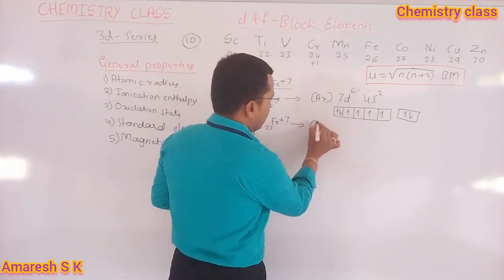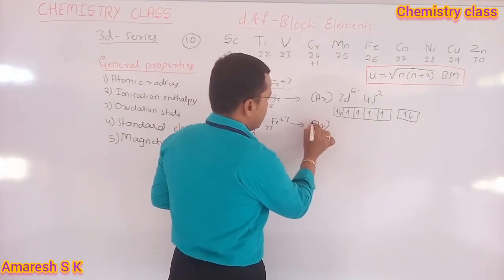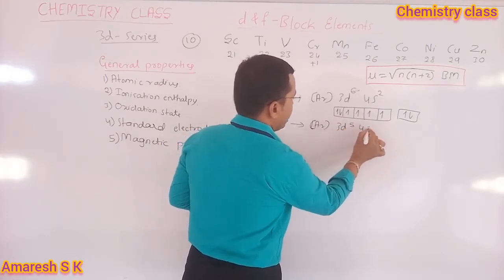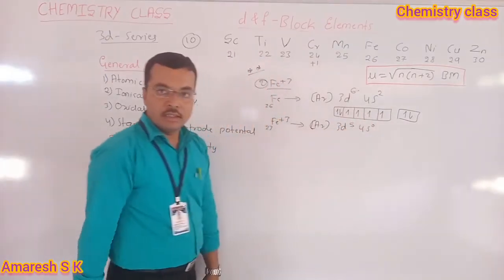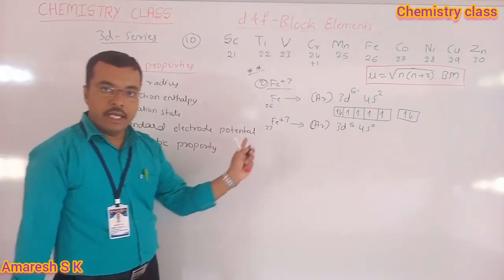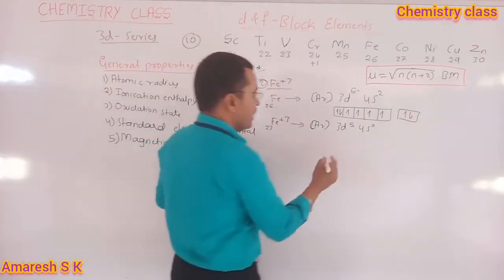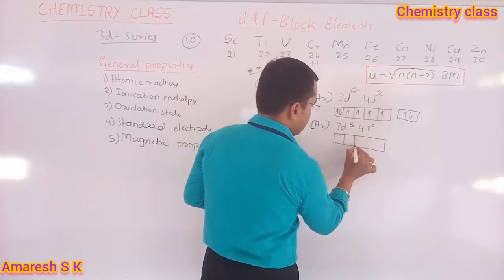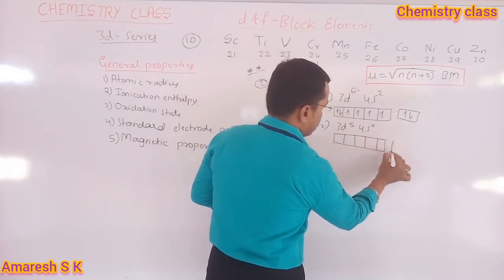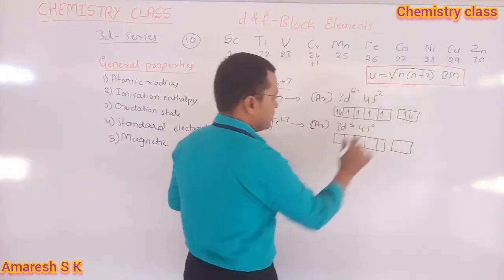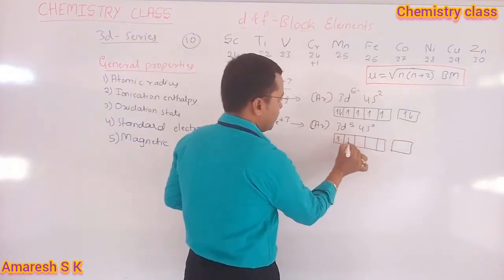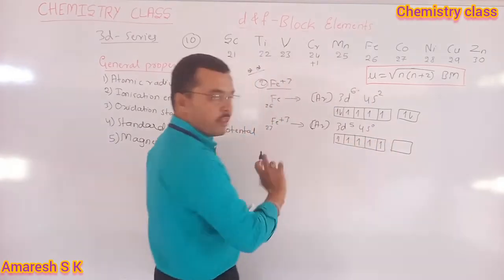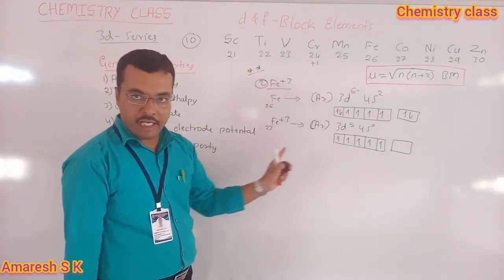Next, the electronic configuration: Ar 3d5 4s0 is the electronic configuration of Fe plus 3. Next, allot the electrons. It means totally 5 electrons are there in the valence shell. 5 electrons are there in the valence shell.